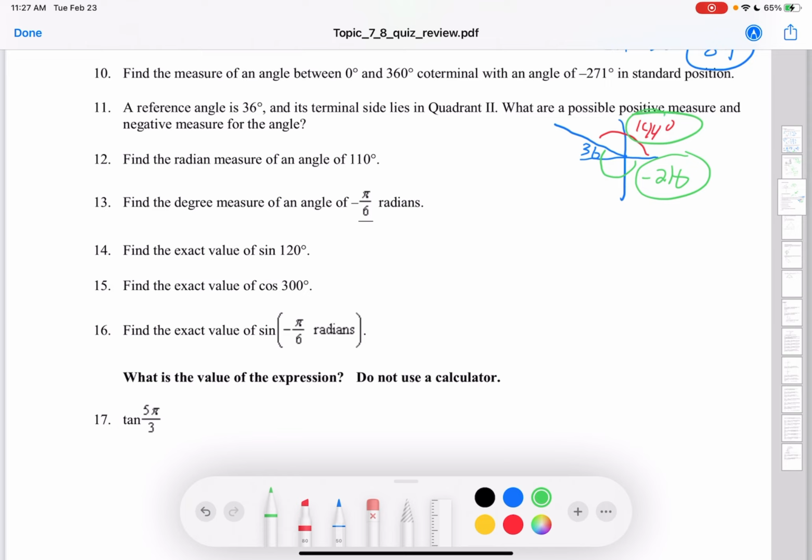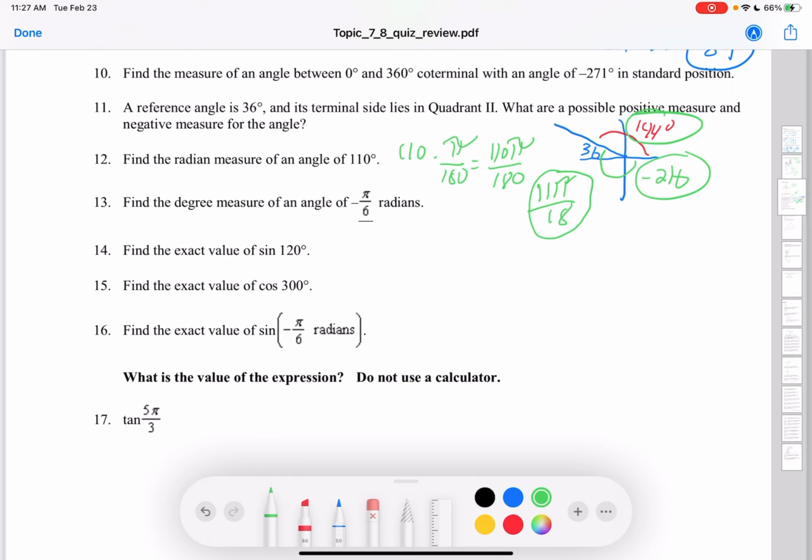Find the radian measure for a 110 degree angle. Going from degrees to radians, I should probably use the right number here. 110, so we're going to radians, so we multiply by pi over 180. So that's 110 pi over 180. And then simplify. Our solution, 11 pi over 18. Not much room in here to write.